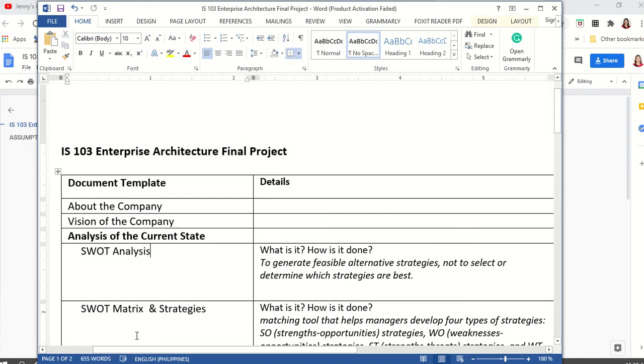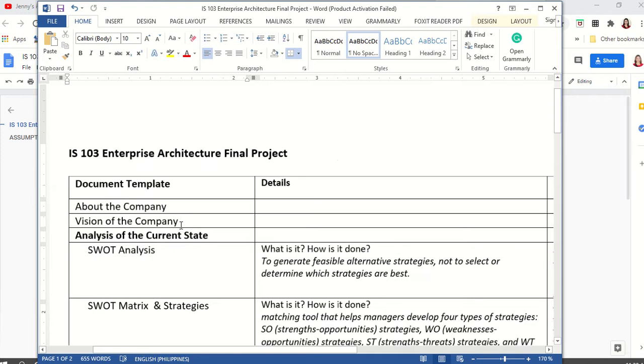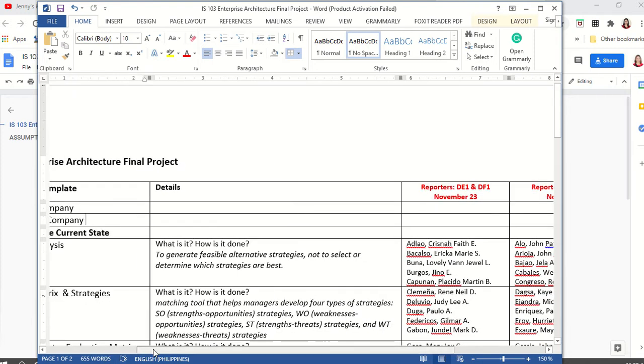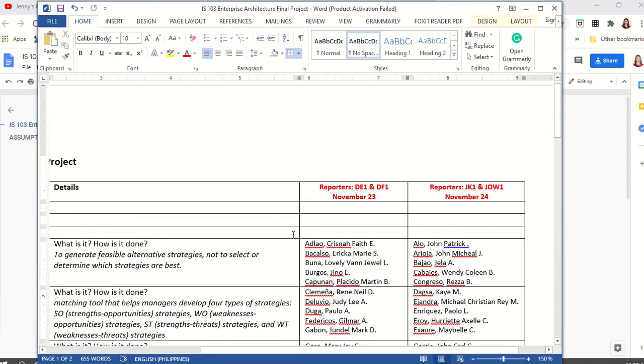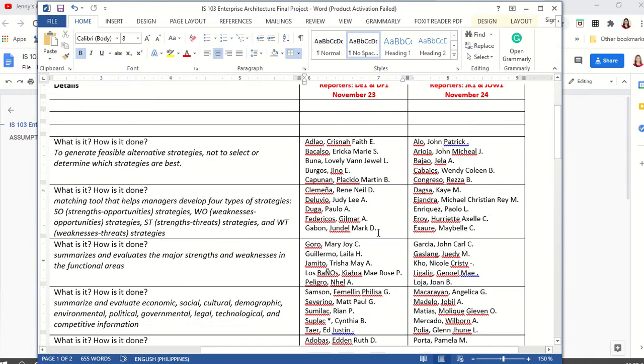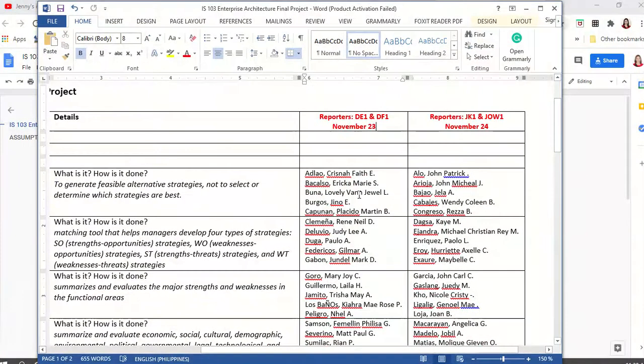So someone from your class would be discussing these items. Those who are preparing are listed in another column. For November 23, for sections DE1 and DF1, there are sets of reporters, and for sections JK1 and JOW1 there are also reporters. If you notice, the reporters are your groupings from our previous activity, the color coding, so the same team members.